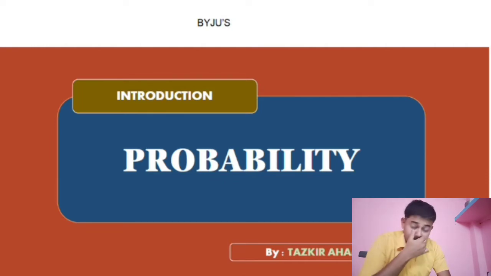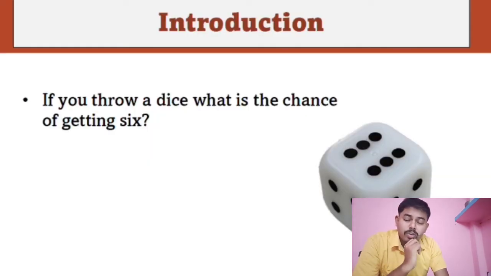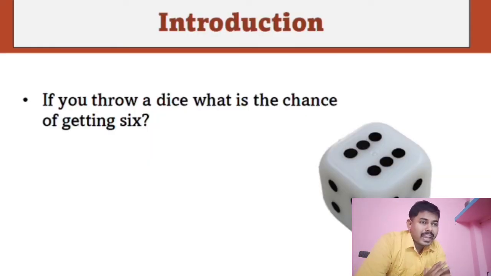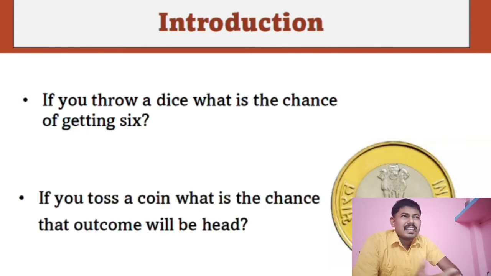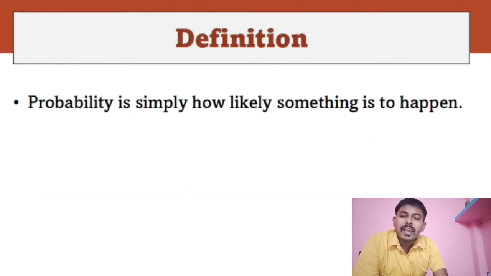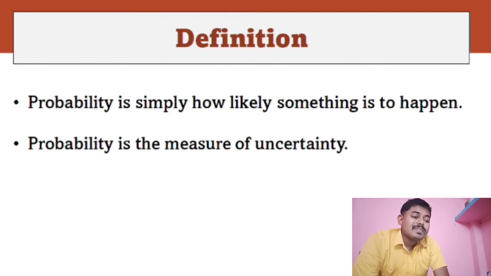So, probability. Suppose you're throwing or rolling a dice. Is there any chance of getting a six? Or you are tossing a coin, and is there any way to get a head from it? Well, there is a mathematical way to calculate whether you can get a six or not, and that is probability. So probability is simply how likely something is to happen, or probability is a measure of uncertainty.